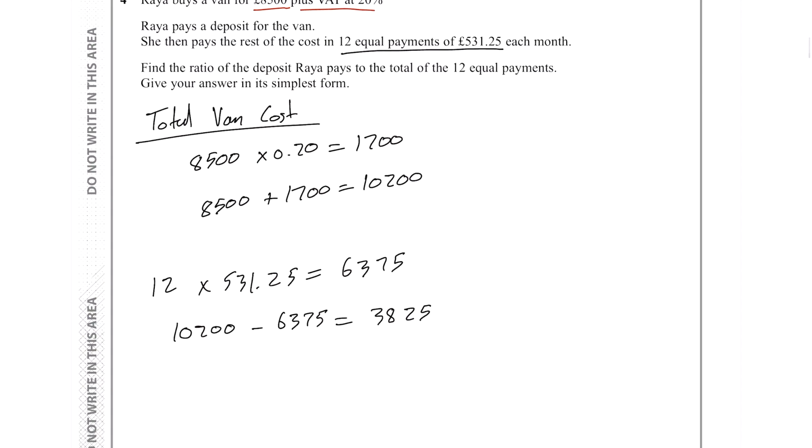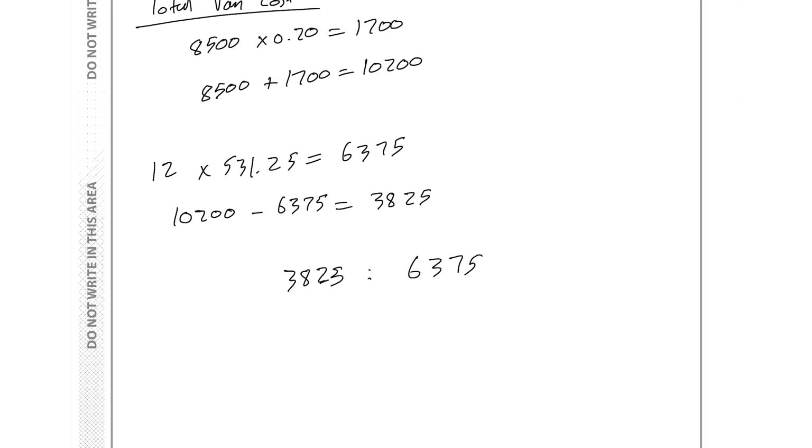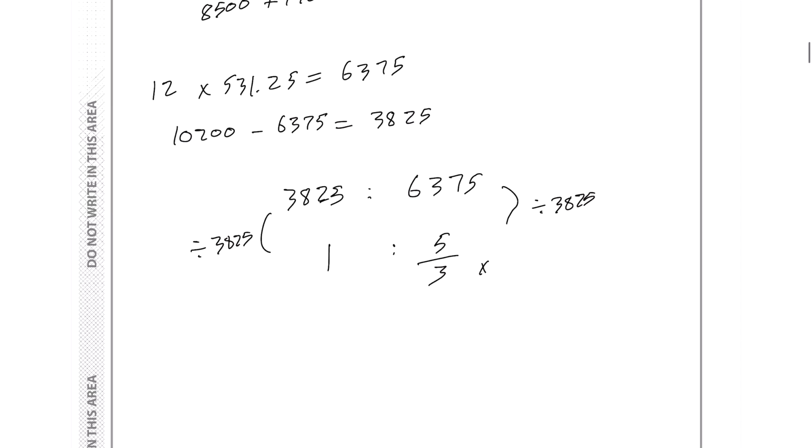And now they want the ratio of the deposit to the total 12-month payment. So the total 12-month payment is 6,375, and the deposit is 3,825. Normally ratios are written with 1 to something. So to get this to 1, we can divide this side by 3,825, and we can divide this side by 3,825, and that gives me 5/3. Now, this is the right answer. However, if you don't want the fractions, we can times each side by 3, and that gets rid of the fraction, and it ends up with 3:5. Both answers are fine.